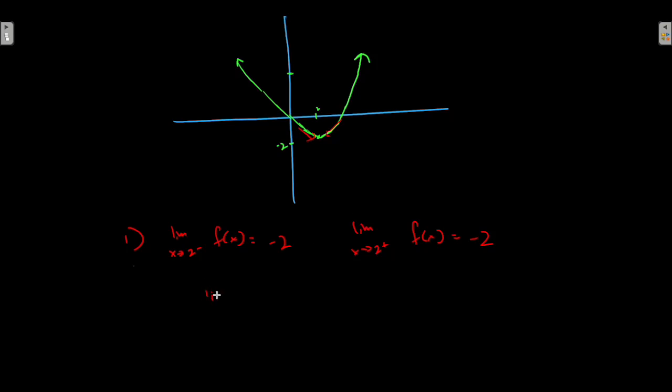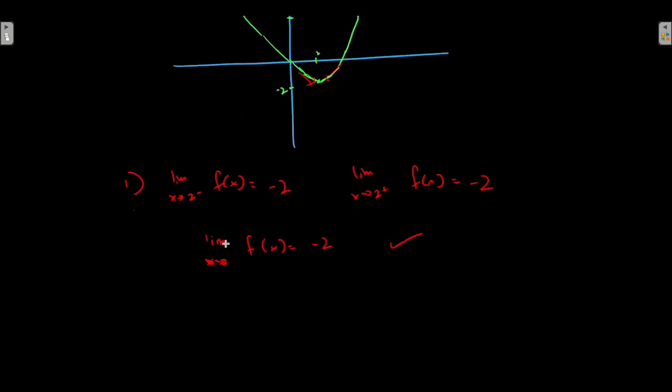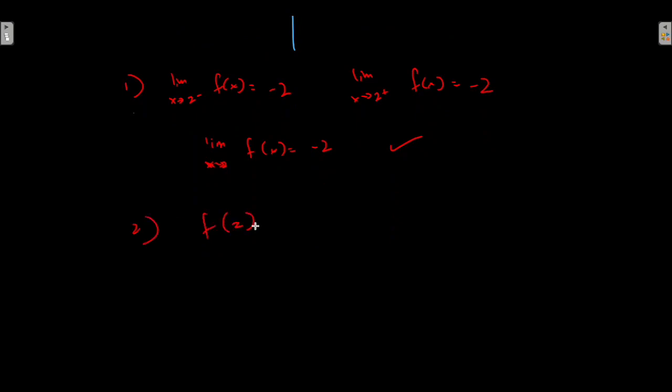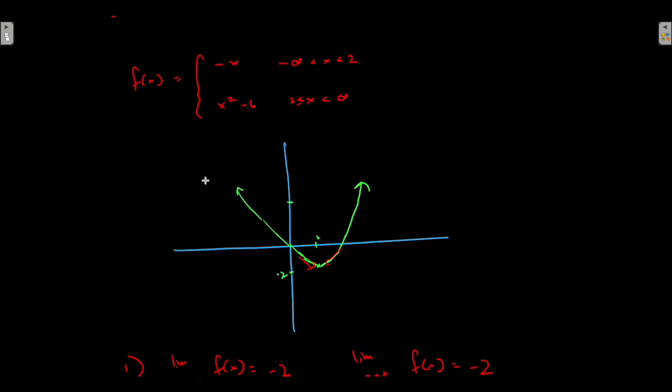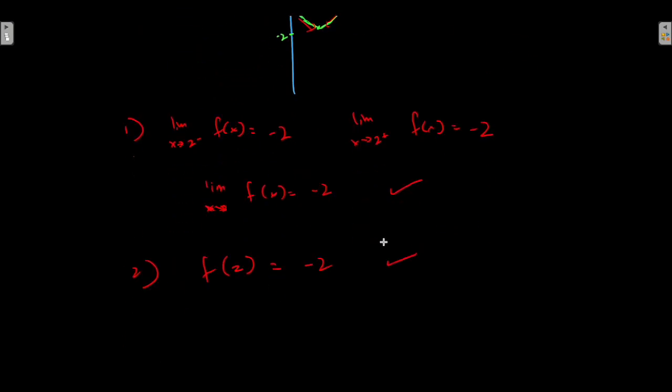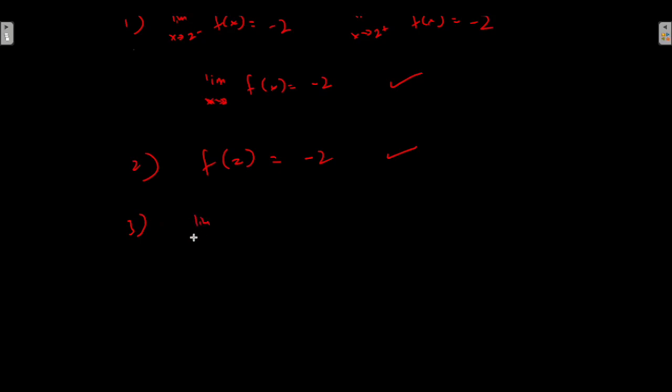So that means the limit as x approaches 2 of f of x is equal to -2, which exists. Step 2, does f of 2 exist? We could just use the piecewise function for this. F of 2, we just have 2 squared minus 6, which is -2. Yes, this exists. And step 3 is, is the limit as x approaches 2 of f of x the same as f of 2? Yes, it is. -2 equals -2 the last time I checked. And lastly, we need to check for the actual differentiability part.